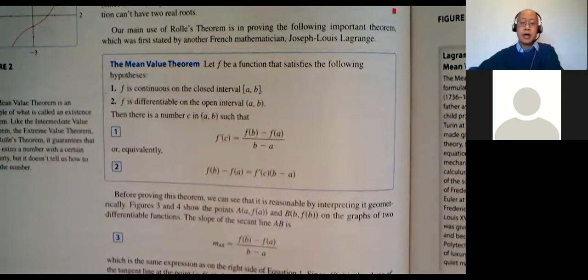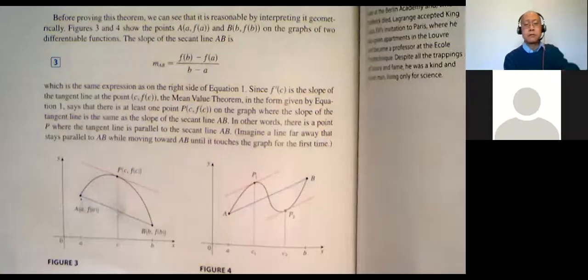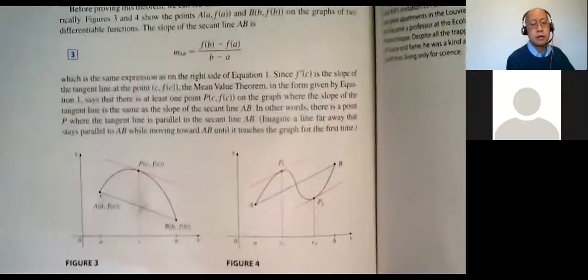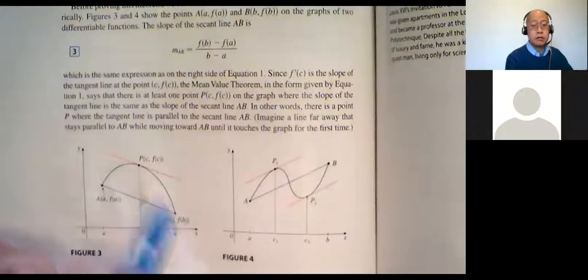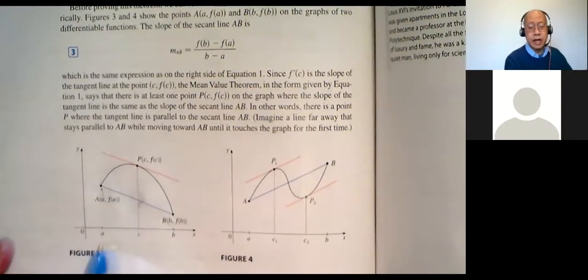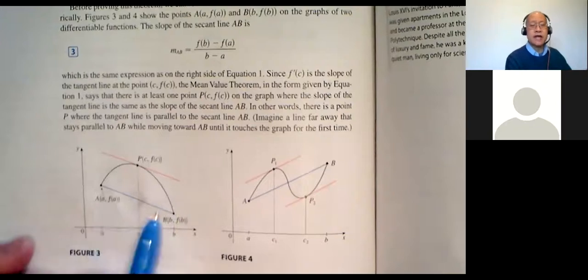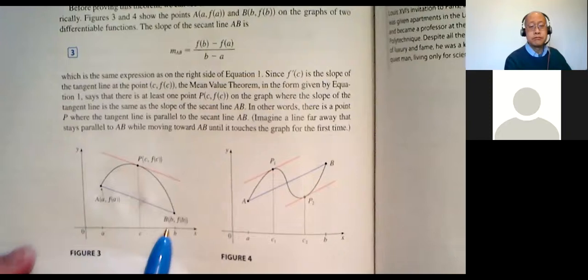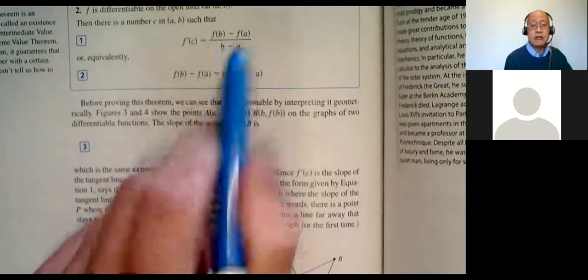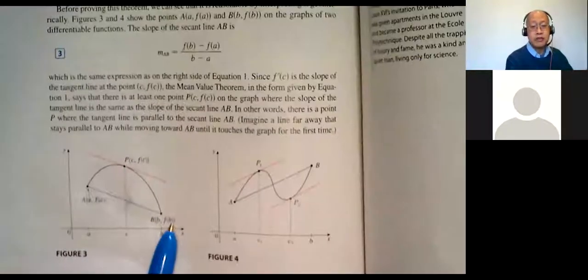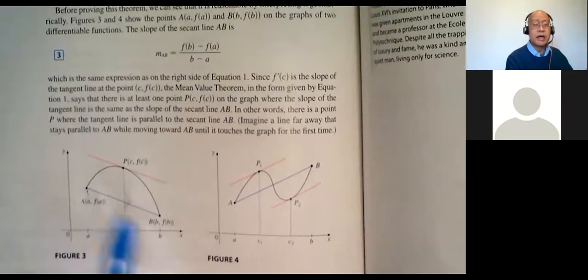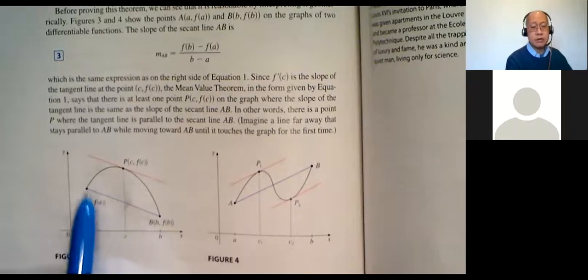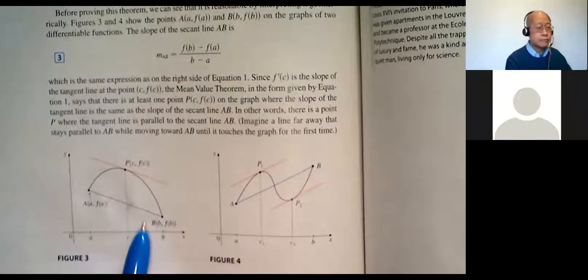And I'll show you the picture. Figure 3. Here's a function. It looks like it's continuous between a and b, differentiable between a and b, but notice it's not the same height. So you have a slope, y2 minus y1 divided by x2 minus x1, which is what this thing is. f of b minus f of a divided by b minus a. That's the slope of the line joining the two endpoints.